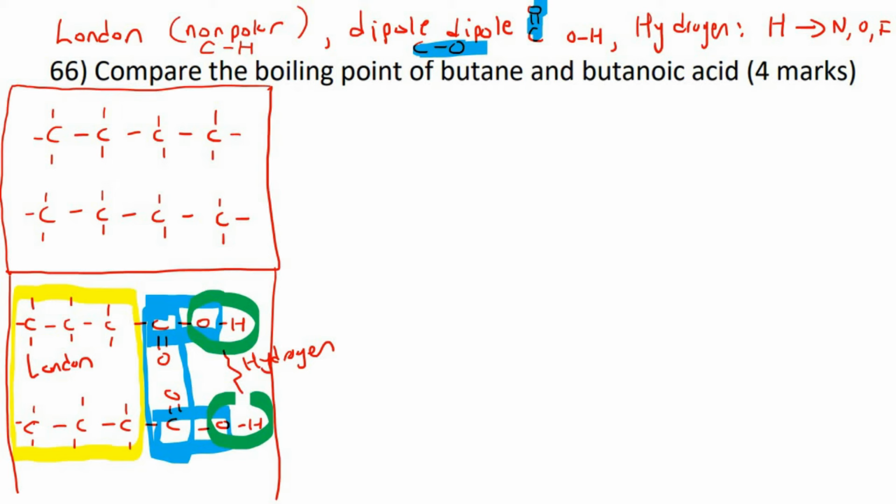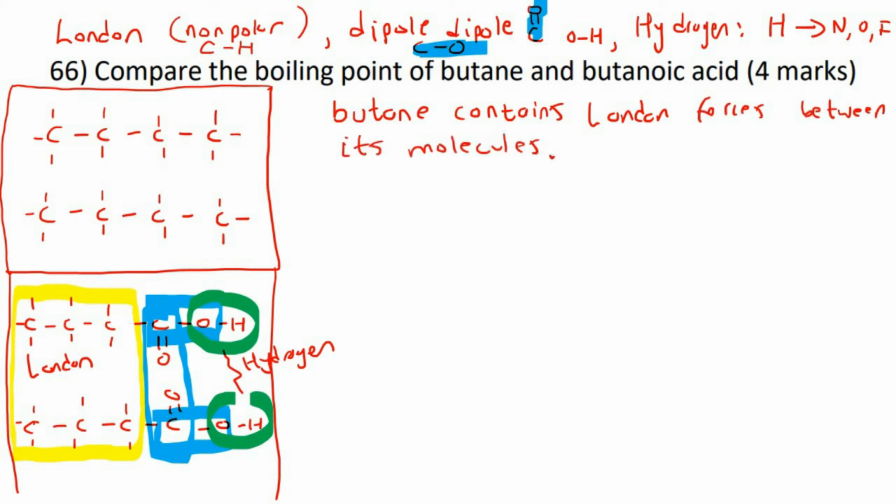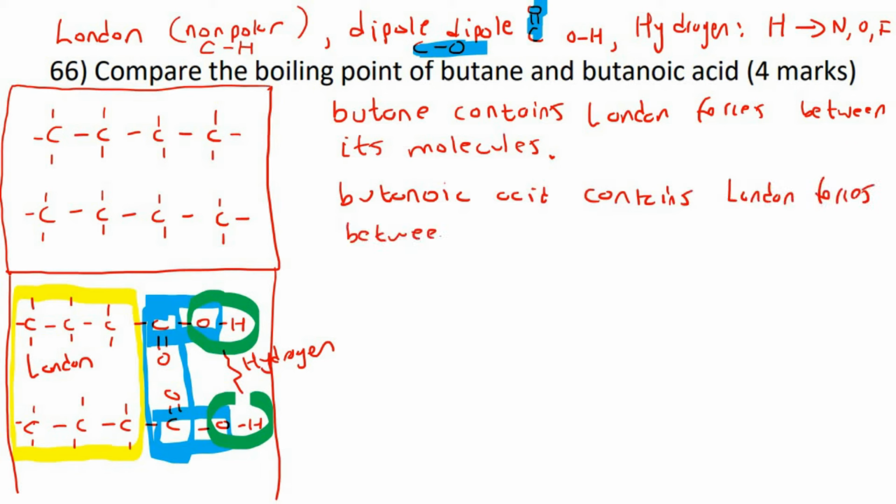So what you do is you break it up into 4 steps. Step 1, just take the first molecule, which is butane, and just mention what type of intermolecular forces you can see. So we could say butane contains London forces between its molecules. Okay, we could then say that butanoic acid contains London forces between the alkyl, which is the carbon-hydrogen parts, sections. Then we could say it's got dipole forces.